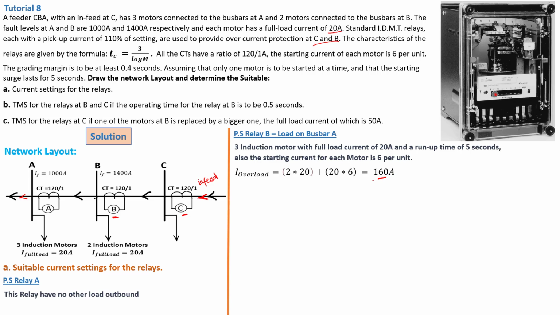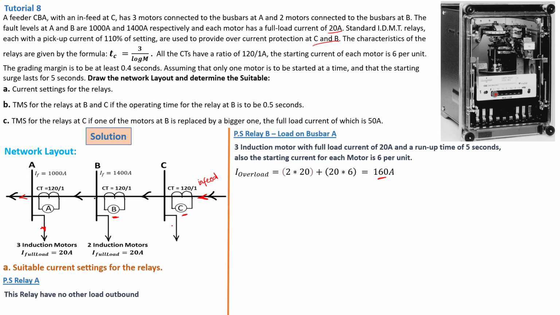Why 160 amps? Because we are basically assuming 2 motors are already running, so that will be 20 times 2. And then the 1 motor is starting, that will be 20 times 6, and this gives me 120 plus the 40, so I get 160. So this is the highest, because at start, if only one motor is starting and the other motors are off, we only get 120 amps of current down here, and that will only last for 5 seconds.